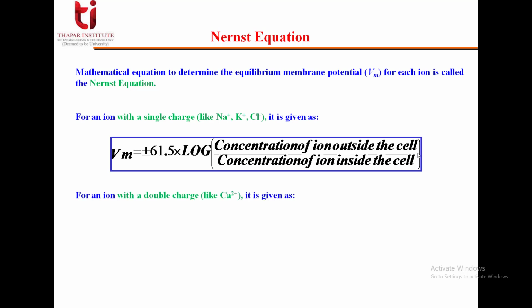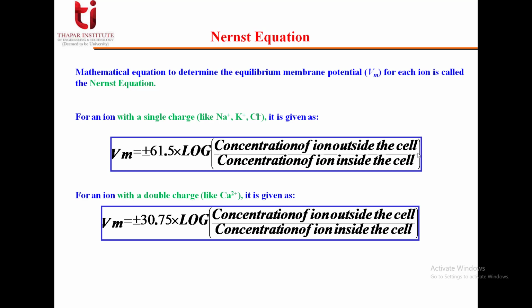Similarly, if we have an ion with a double charge, like calcium, Ca2+, which has a double charge, then the membrane potential can be given as again Vm, which is equal to plus or minus 30.75. It can be positive, it can be negative, times log of the concentration of the ion outside the cell to the concentration of the ion inside the cell. So this is the Nernst equation for a single-charge ion or a double-charge ion.